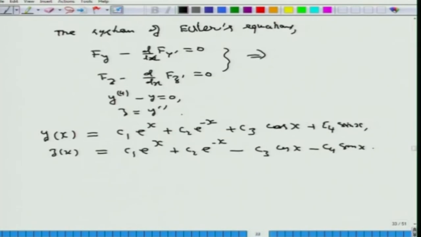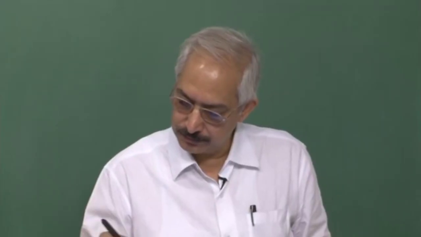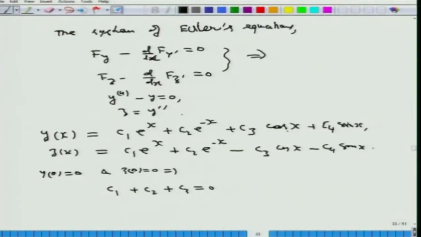Now, here y 0 equal to 0 and z 0 equal to 0 imply that c 1 plus c 2 plus c 3 equal to 0 and c 1 plus c 2 minus c 3 equal to 0. So, adding these, this will imply c 3 is 0 and c 1 equal to minus c 2.